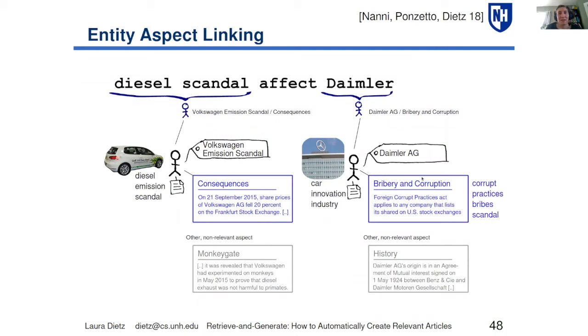And we actually get these aspects from Wikipedia. They are essentially sections from that Wikipedia page that we just take out. So in some ways, we are asking an entity aspect linker, in this text, knowing these entities, which are the top level sections of Daimler that are most relevant in this context. Right? Then here, in the context of the diesel scandal, Daimler is mentioned in the context of bribery and corruption and not in terms of history. But you can imagine another passage that mentions Daimler and talks about the proud history of how the company was founded and underwent different changes.